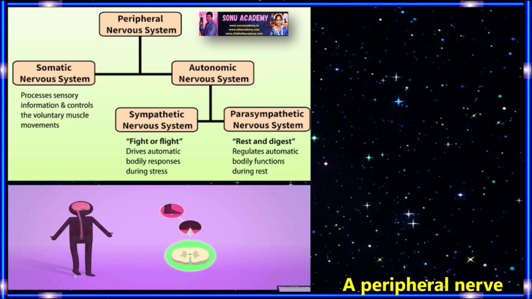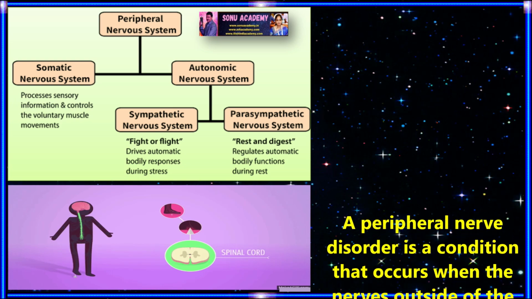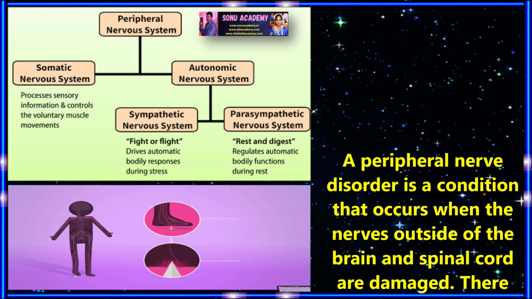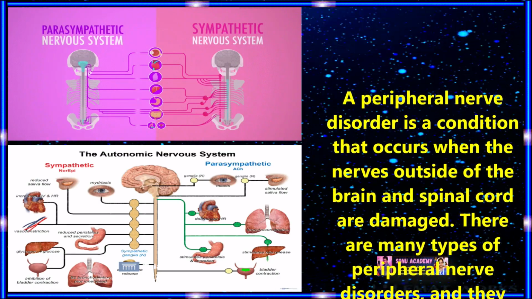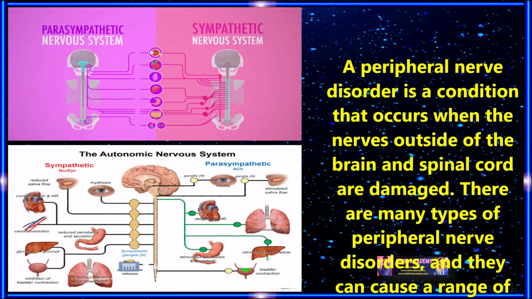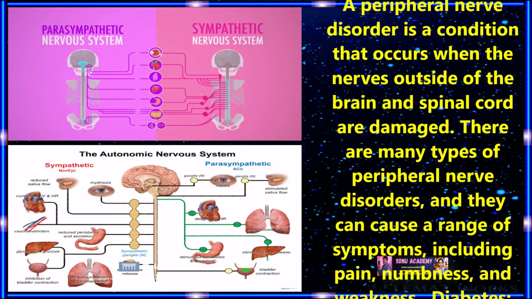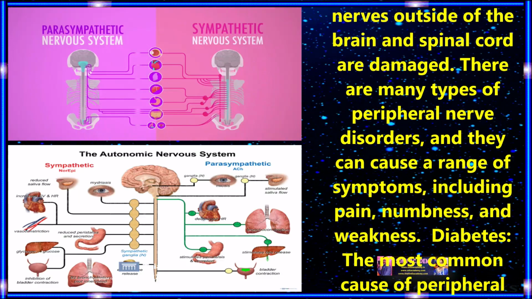Children, now let us discuss the disorders of the peripheral nerve system. A peripheral nerve disorder is a condition that occurs when the nerves outside of the brain and spinal cord are damaged. There are many types of peripheral nerve disorders and they can cause a range of symptoms including pain, numbness, and weakness. Children, let us discuss the causes of disorders of the peripheral nerve system.